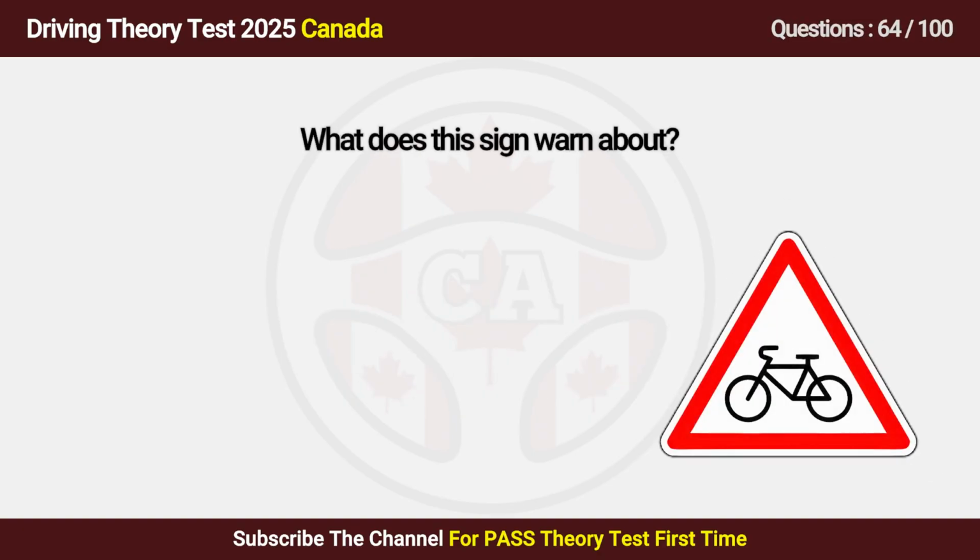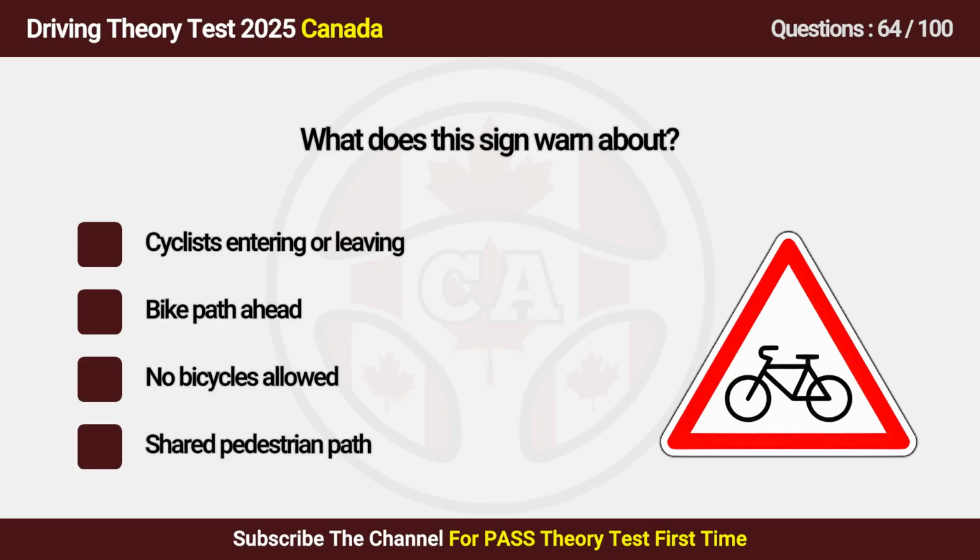Question 64. What does this sign warn about? A. Cyclists entering or leaving. B. Bike path ahead. C. No bicycles allowed. D. Shared pedestrian path.